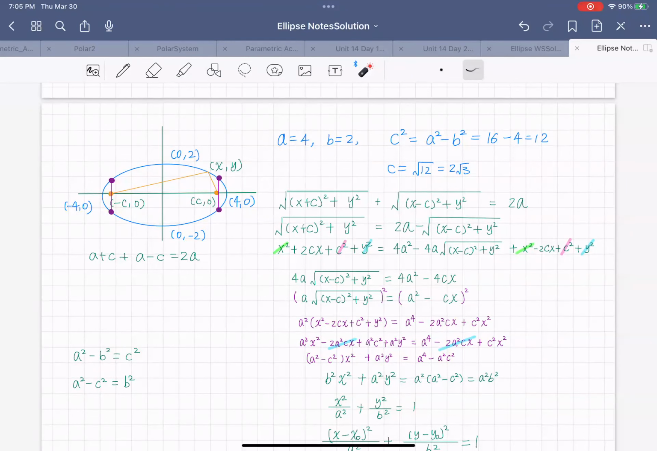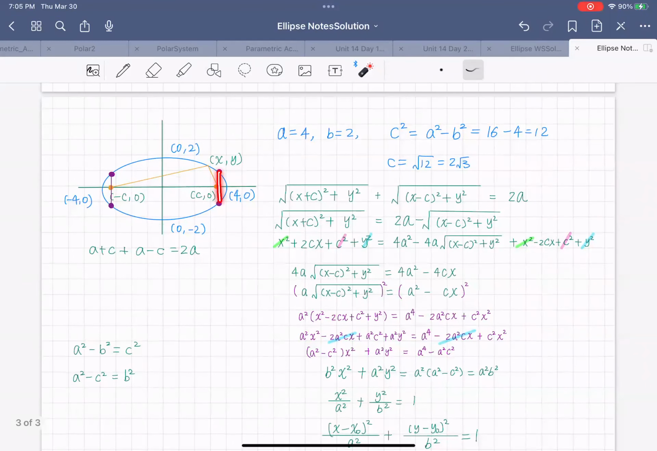For an ellipse, you draw from these 2 foci, perpendicular to the major direction. This is called a latus rectum. This is called the latus rectum length. This is called the endpoint of the latus rectum. Now I'm going to let you go through with me to calculate how much this is.